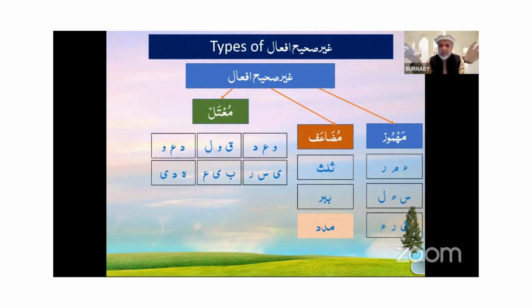Doesn't matter where they appear. They can make the verb go from sound to ghair sound, or unsound. Is that the big picture? Are you getting the big picture? What am I trying to do here? Yes, alhamdulillah.